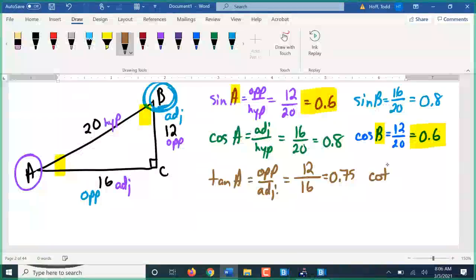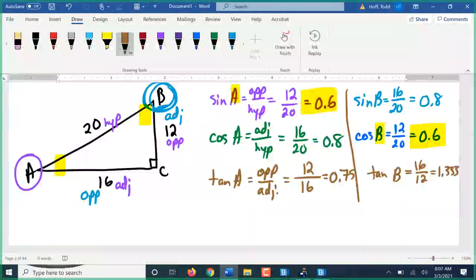Tangent of B, or not cotangent, tangent of B. Opposite over adjacent, which will be, in this case, 16 over 12, 1.333. Typically, we round trig functions to 4 places. So there's a whole number there, so that's 1.333. If it was 0 point something, it'd be 4 decimal places.